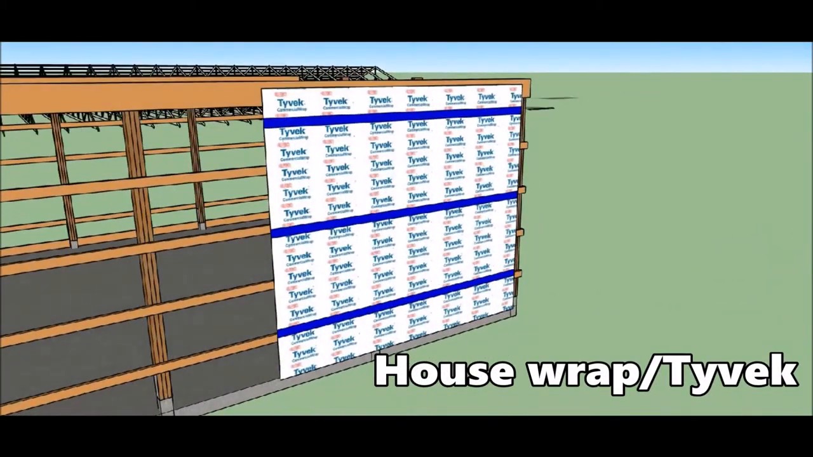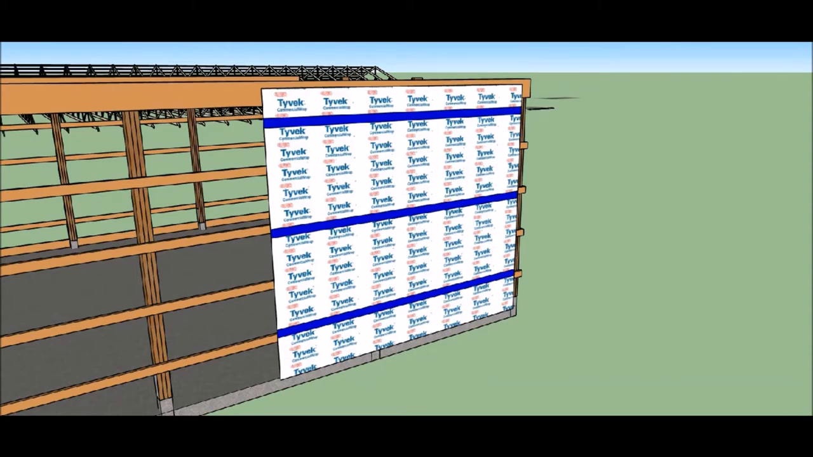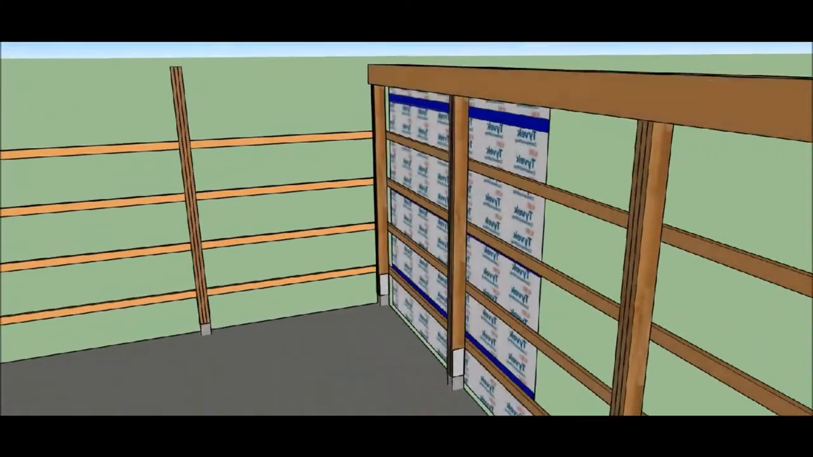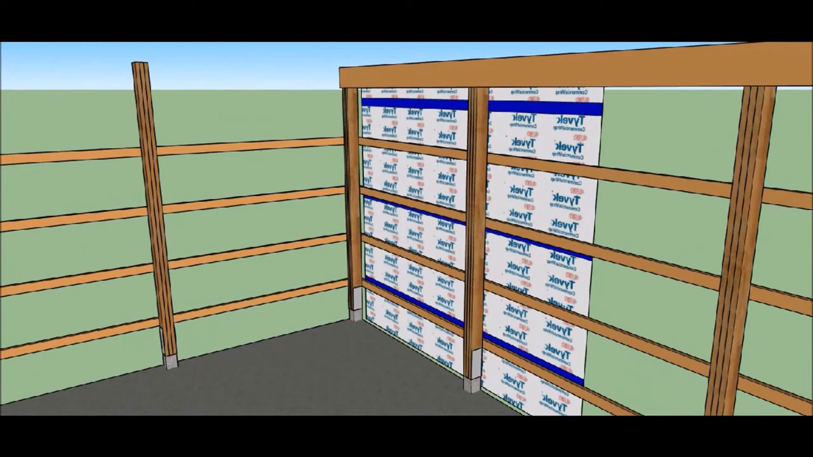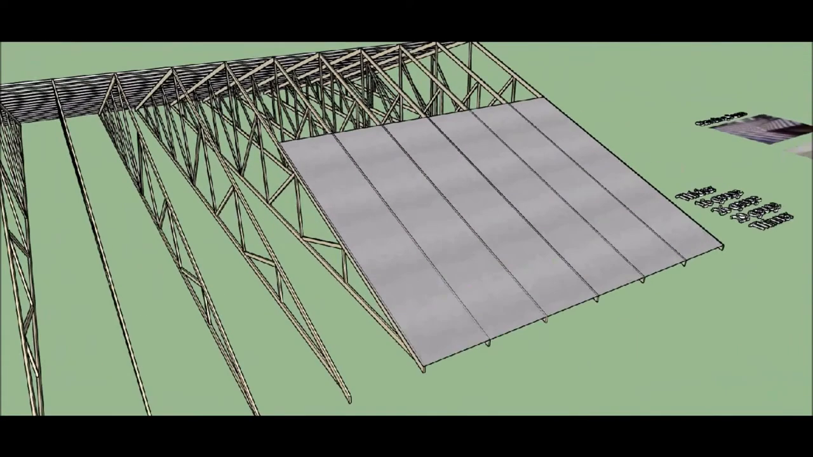You may have seen house wrap on a traditional home before they place the siding, but did you know that you can add this between your wall girts and metal siding on a pole barn to seal up the building even more and prepare for insulation in the future? It's a nice extra added protection.